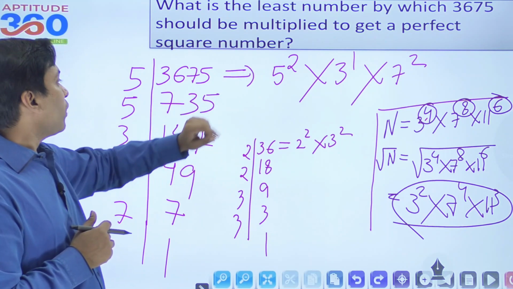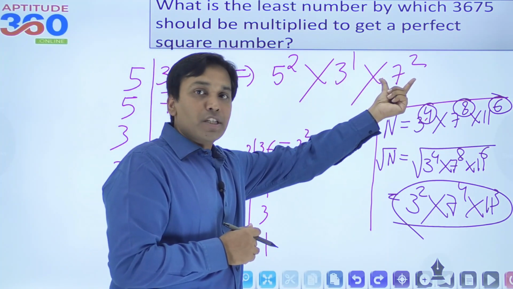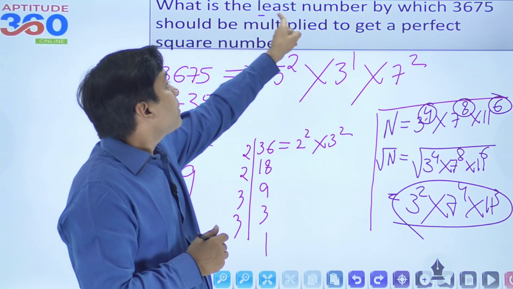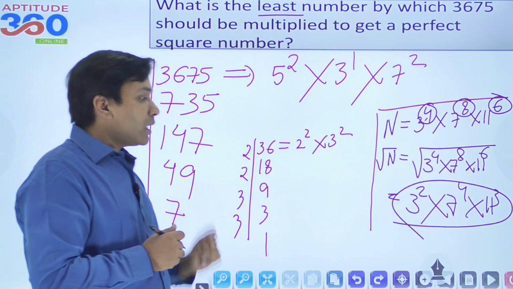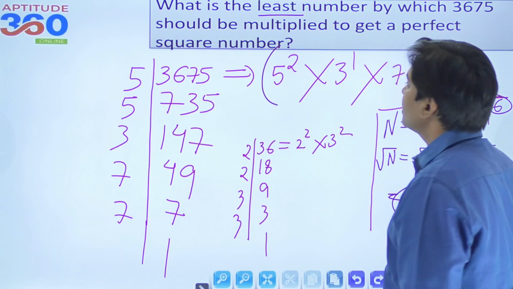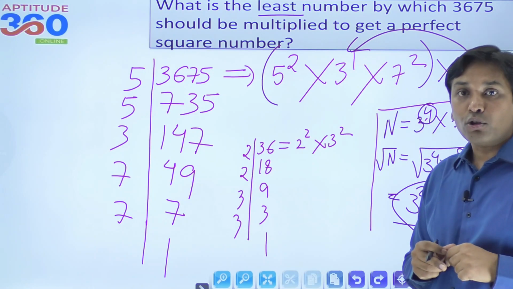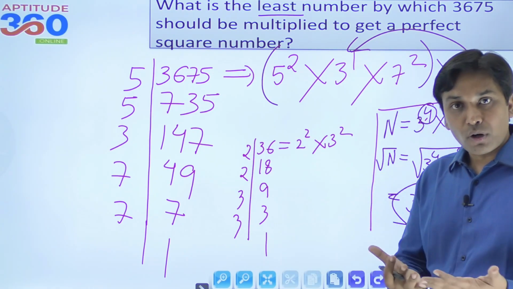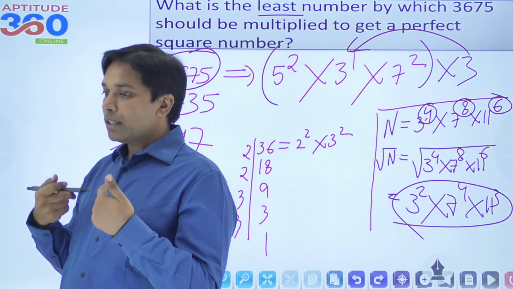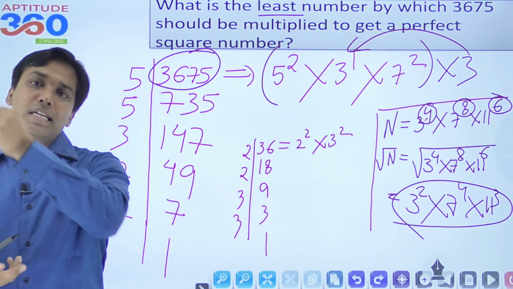Now let us come back to this problem where, when we did the prime factorization, we got 5 square, which is perfectly alright with us, 7 square, which is okay with us, but this is only 3. And you will have to multiply by the least number here. So what is the least number that you should multiply this with? You should multiply this entire equation with 3, so that this 1 becomes 2, and when you find the square root of this number, it comes out as a natural number. So this number 3675 should be multiplied with the number so that you make the powers even.